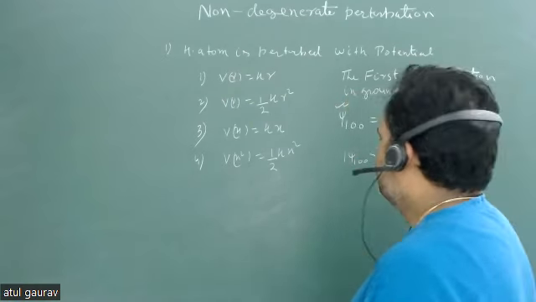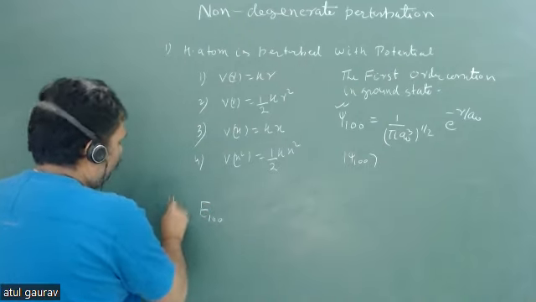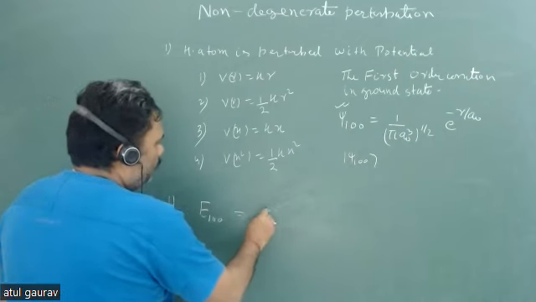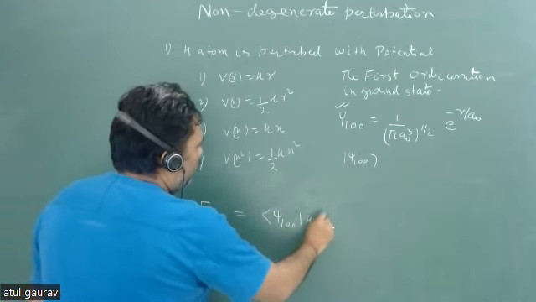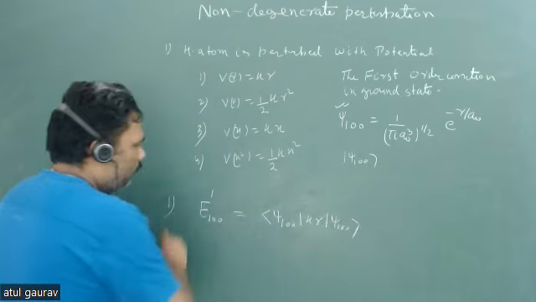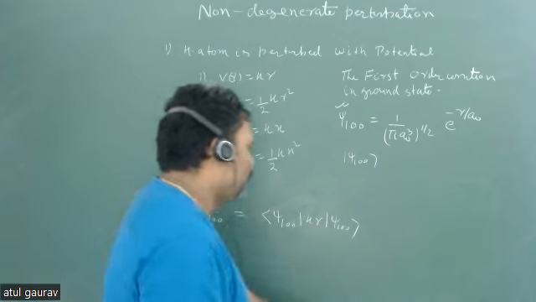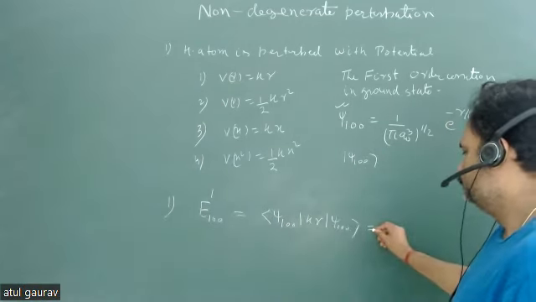So now we have to calculate E100. So let's go for the first problem. So what we have to do? We have to go for psi 100, kr, psi 100, E11. So this is your perturbation term. So what will be this value?